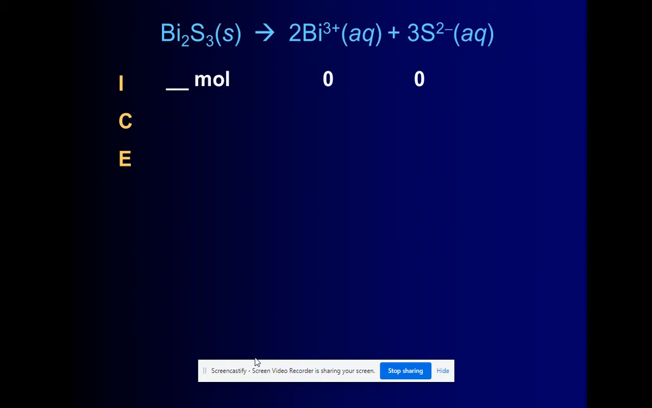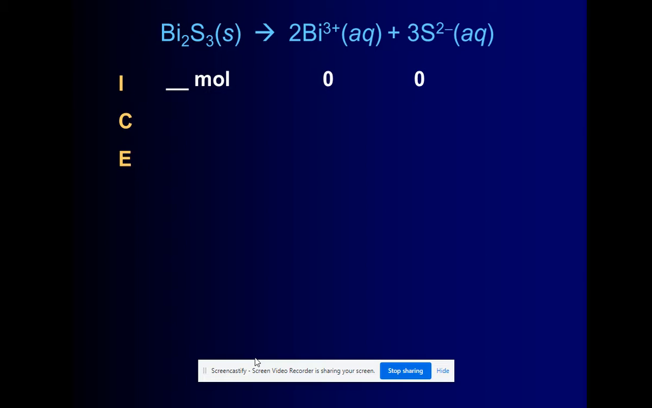All right, so there is a change on your note sheet for this one. I've got here an example of a dissolution reaction. It should be a double arrow, sorry, with bismuth sulfide. We see that bismuth sulfide makes two bismuth ions and three sulfur ions.